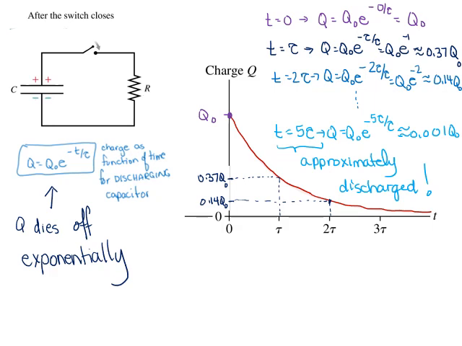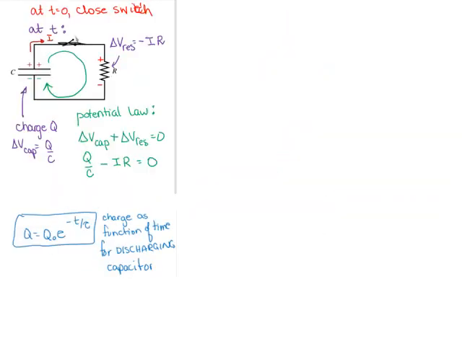Okay, let's circle back now to the question that we asked. We asked what was the current in the circuit as a function of time. We found the charge, so our next step will be to find the current. For our last task now, let's find the expression for the current through the resistor or around the circuit as a function of time. So what is the current through the resistor?